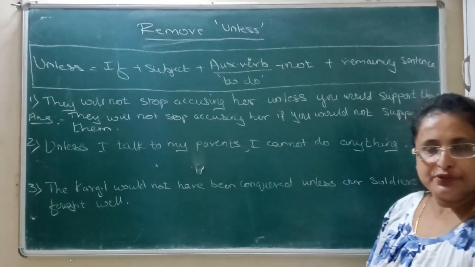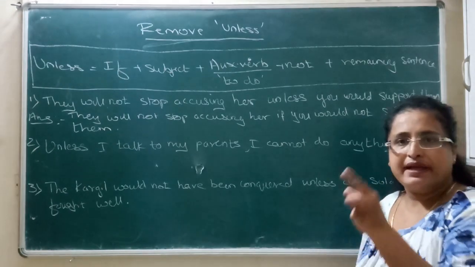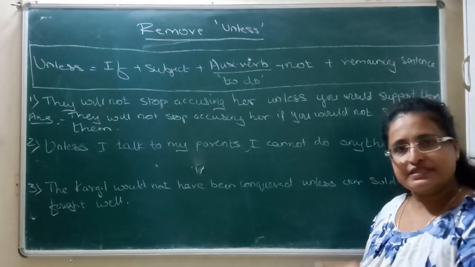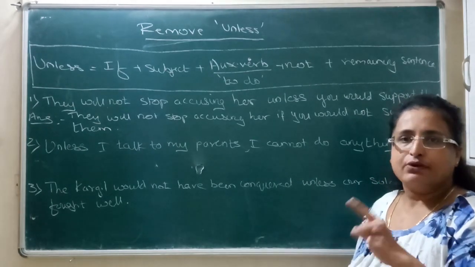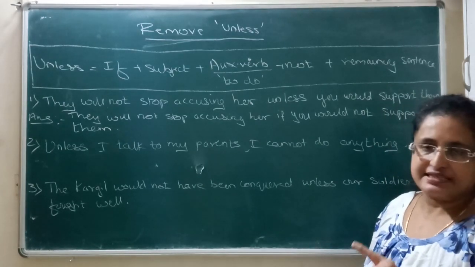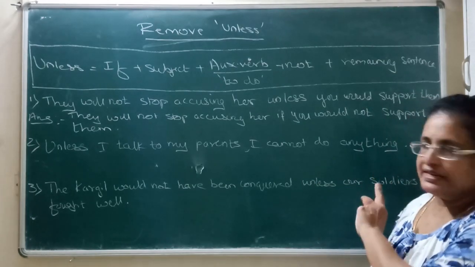Understood the application of the rule? Remove unless. Whenever you are removing unless, replace it by if. After if, there is the subject. After the subject, the auxiliary verb. If the auxiliary verb is there in the given sentence, use the same auxiliary verb. If not, then you have to take the help of do, does and did, and then it is always followed by not, and then the remaining sentence.